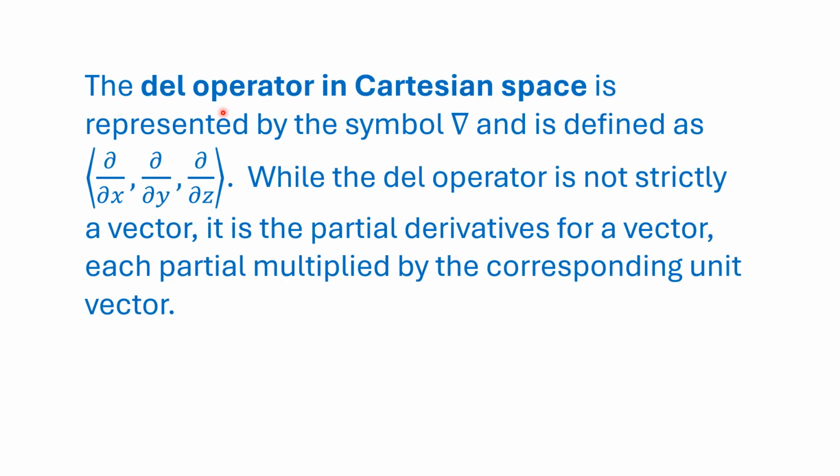The del operator in Cartesian space is represented by the upside-down triangle symbol and is defined as the partial with respect to x times the unit vector in the x direction, the partial with respect to y times the unit vector in the y direction, and the partial with respect to z times the unit vector in the z direction. While the del operator is not strictly a vector, it is partial derivatives for a vector, each partial multiplied by the corresponding unit vector.